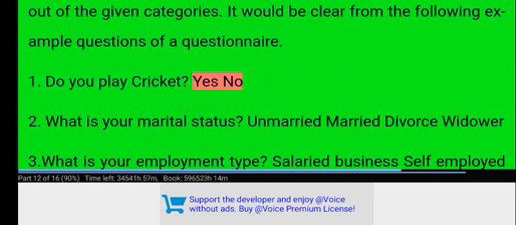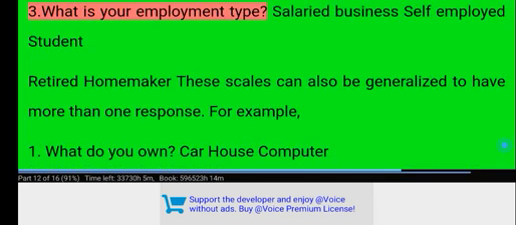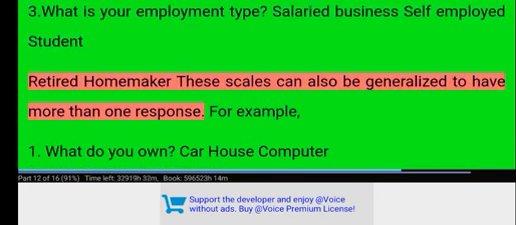1. Do you play cricket? Yes, no. 2. What is your marital status? Unmarried, married, divorced, widower. 3. What is your employment type? Salaried, business, self-employed, student, retired, homemaker.